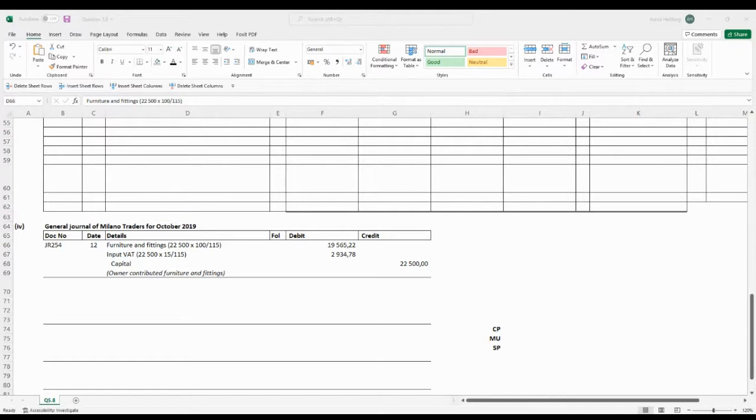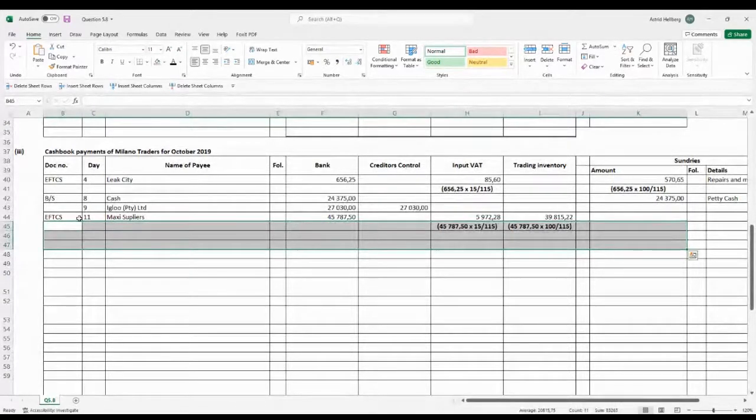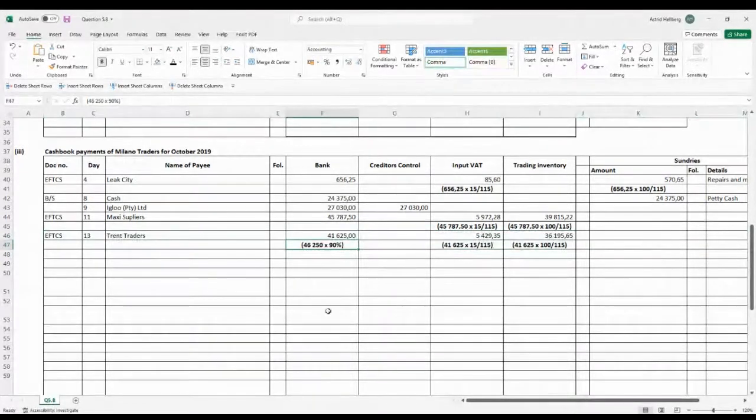So on the 13th, Trend Traders trading inventory was purchased on cash for 46,250 less 10%. Okay, so this is in our cash book payments. So we said the value we would capture would be the one excluding the 10%. So here you can see it is the 41,625, which is the 46,250 multiplied with the 90%. Okay, and then you apply the VAT the same as with every other transaction.